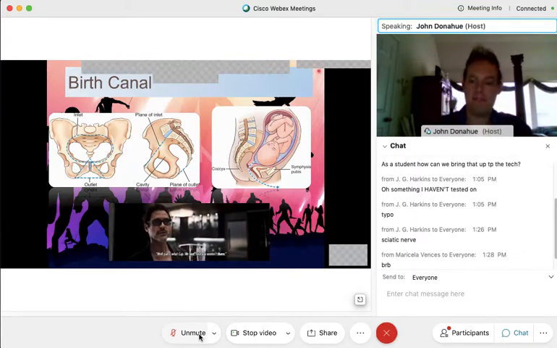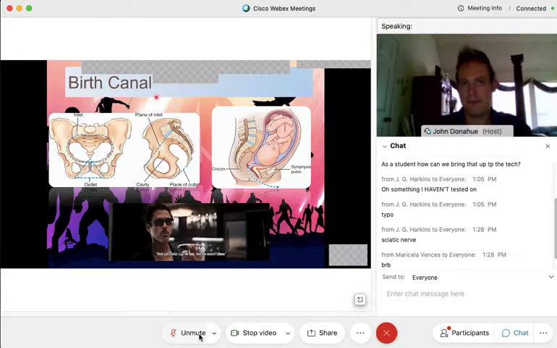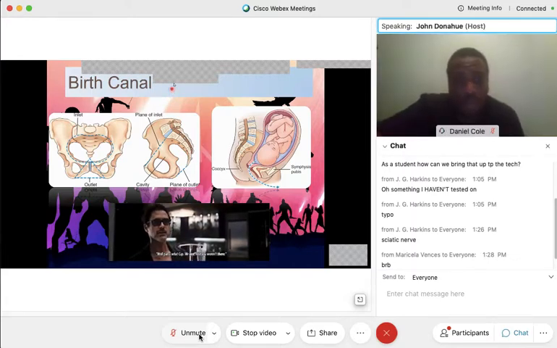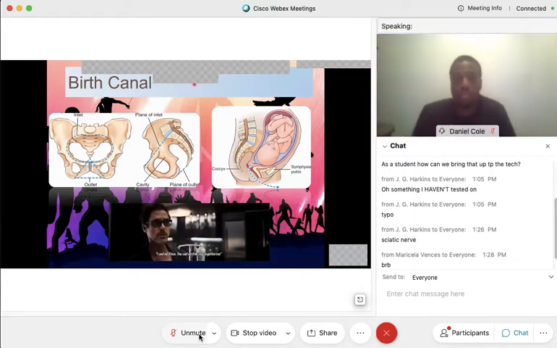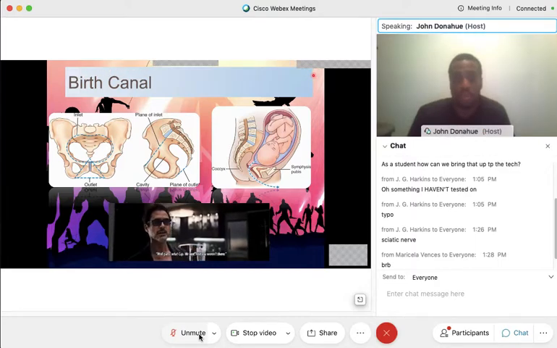Do we need to know the functions for the greater and lesser pelvis? Not as of yet, no. Just make sure you know the terminology and where they're located.